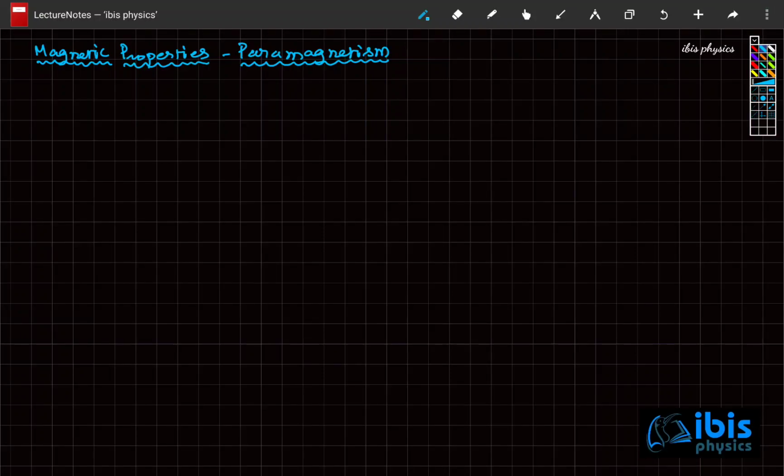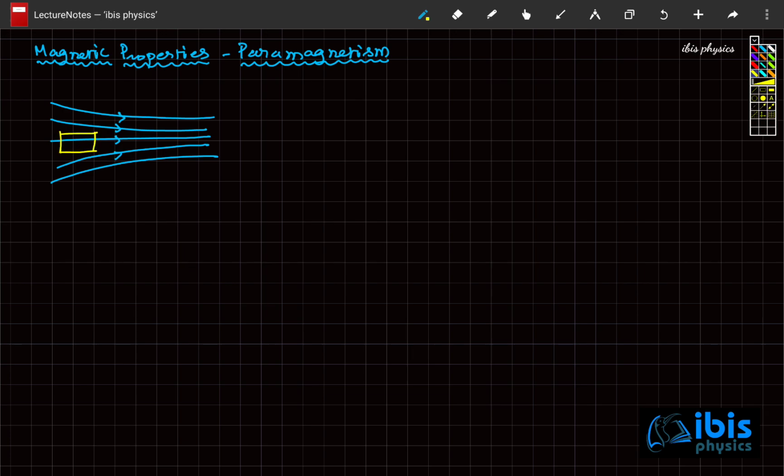Property in this video. Suppose, like we discussed in the last video for a diamagnet, let's have a magnetic field in a given region. Here the lines of force are away from each other, so this region represents a weaker magnetic field, and this region represents a stronger magnetic field. If you keep a paramagnetic substance, it will move towards a stronger magnetic field, from weaker to stronger. This is one important property of a paramagnet.